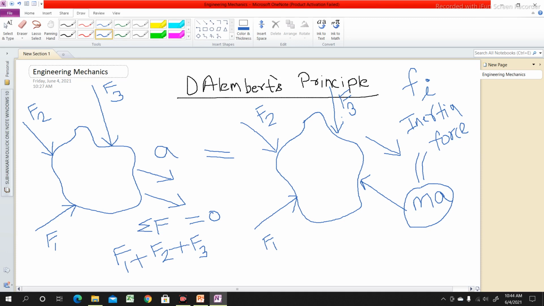Suppose one of the forces or any two of the forces has an outward direction, then you have to take that force as negative. Either you take the inward force positive or you take the outward force negative.